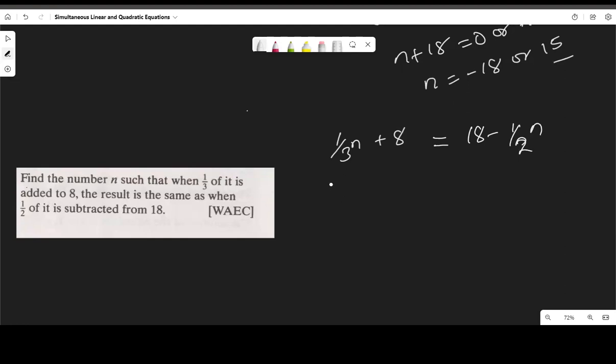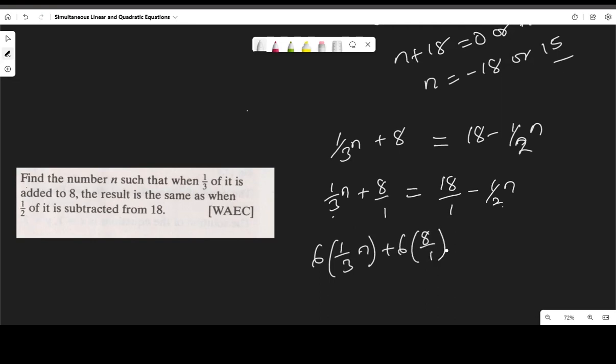We can write this as 1 over 3 n plus 8 over 1 equal to 18 over 1 minus half n. The LCM of 3 and 2 is 6. Multiply each of these terms by the LCM. 6 times 8 over 1 equal to 6 times 18 over 1 minus 6 times 1 over 2.